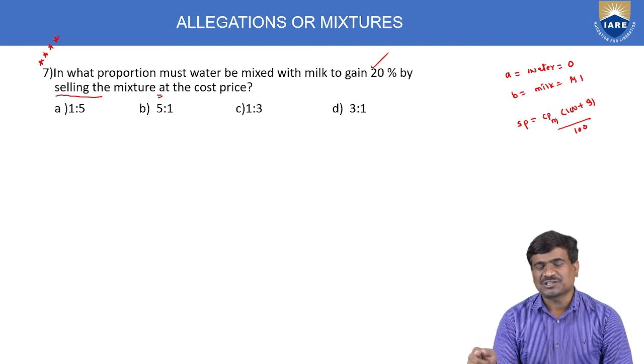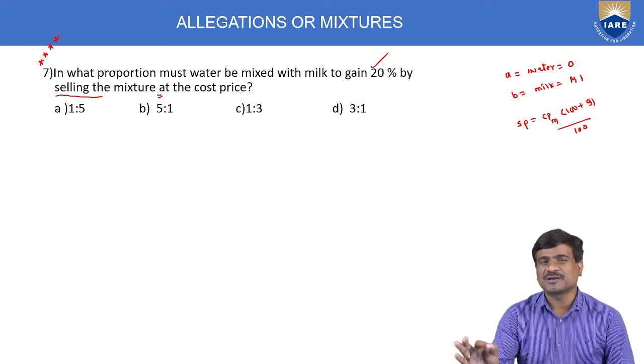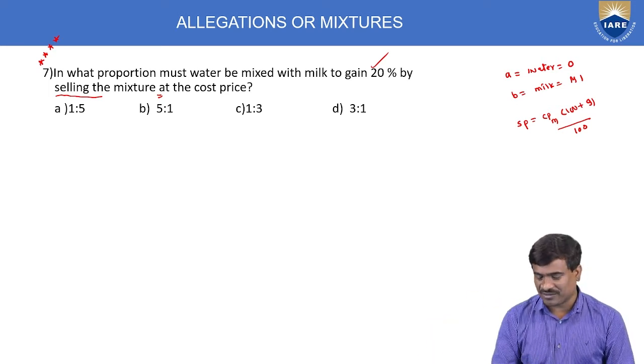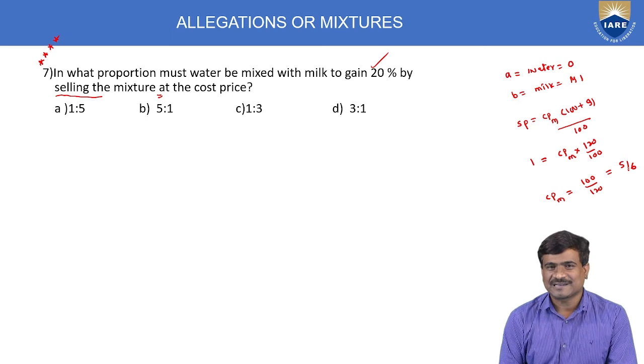Selling price of mixture is equal to cost price of milk when gain is given. Here gain is given, so selling price is equal to 1 rupee, because the cost price of milk is 1 rupee. Your selling price is equal to 1. Find the cost price of the mixture, where G is 20, so 120 by 100. Then cost price of the mixture is equal to 100 by 120, that is 5 by 6.